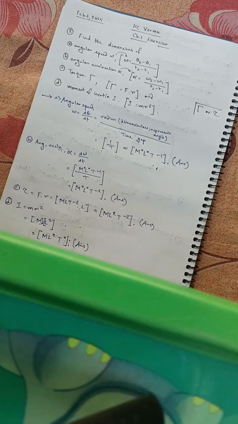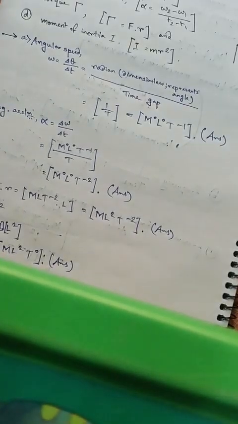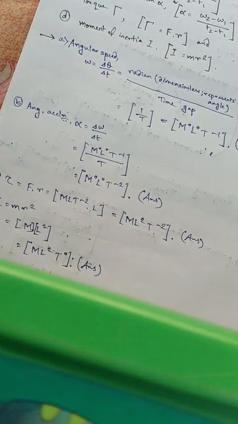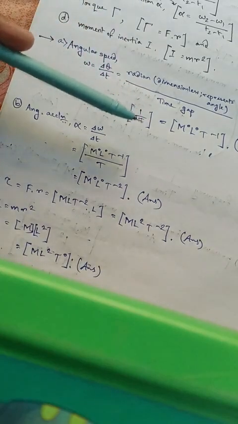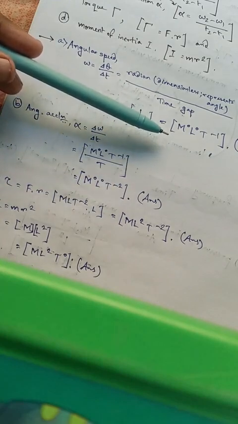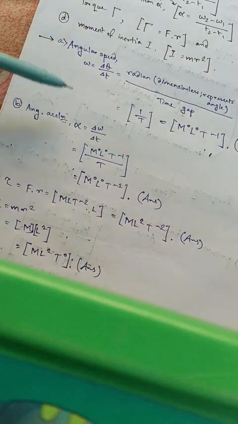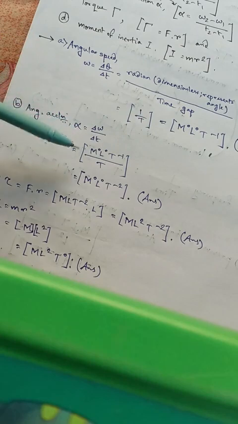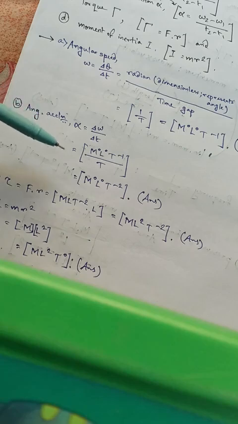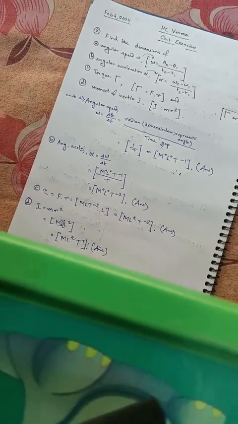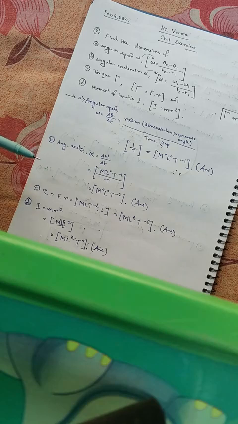Now we can go to the angular acceleration part, which is alpha equal to the rate of change of omega with respect to time. We have already found omega's dimension, which is M^0 L^0 T^-1, and time's dimension is T. So it becomes M^0 L^0 T^-1 over T. T from the denominator goes to the numerator and it becomes M^0 L^0 T^-2, which is the dimension of angular acceleration.